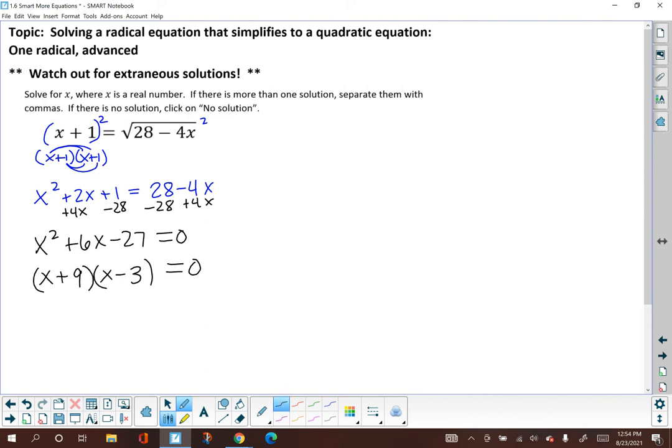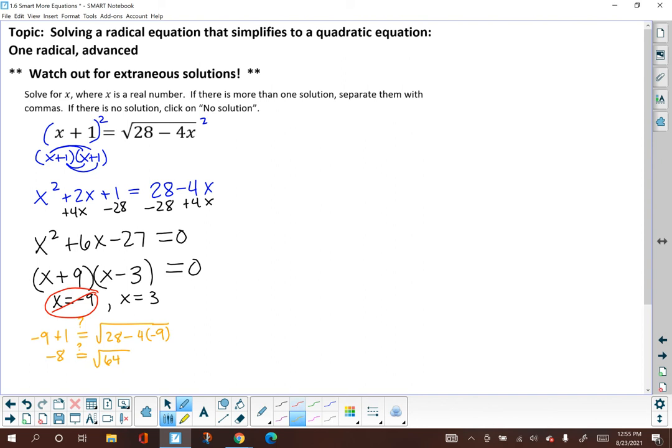We're going to check negative 9 first, and then we'll check the other answer, which was 3. So for negative 9 to check it, we would think about the original equation. Negative 9 plus 1 equals the square root of 28 minus 4 times negative 9. Well, on this side of the equation, we have negative 8. And on the other side, we have the square root of 64. Well, if I type in square root of 64 in my calculator, I don't get negative 8, I get positive 8. So that 9 is not a true solution.